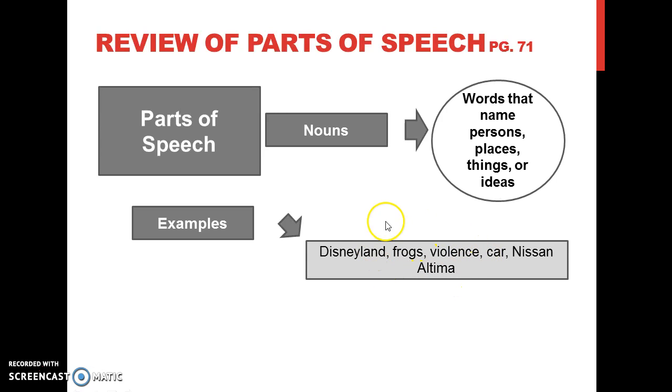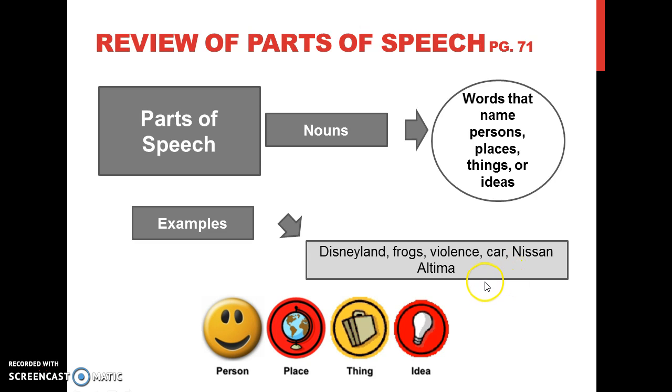Yes, these are all nouns. Maybe you remember that some nouns can be proper nouns, such as the specific name of a place. Car actually is a good example of a common noun. Just that it's a thing, but Nissan Altima is a proper noun. It's a specific thing, the specific name of a car. Therefore, you'll notice that proper nouns, as in the case with Disneyland, in the case with Nissan Altima, they are capitalized.